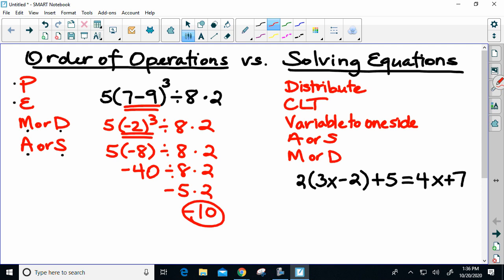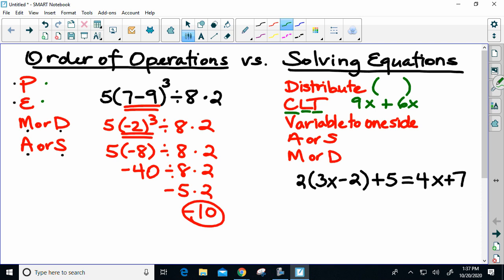Solving equations follows some of the same steps, except the end of it is reversed. So with solving equations, instead of parentheses, we distribute, which is using parentheses. Instead of exponents, we combine like terms. So CLT means combine like terms. So 9x plus 6x, you would combine.